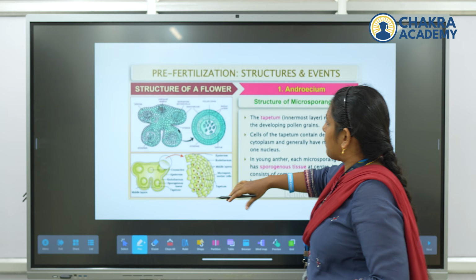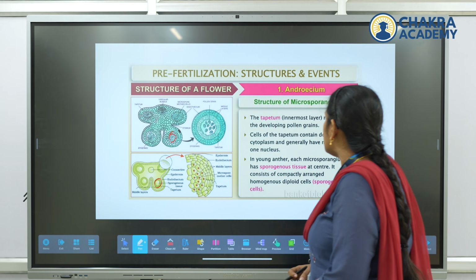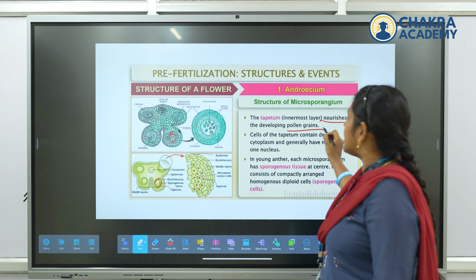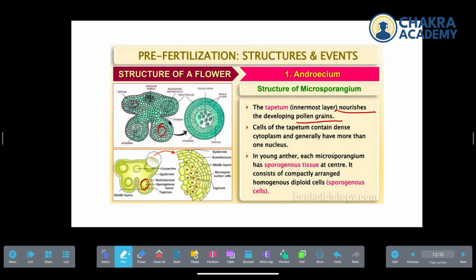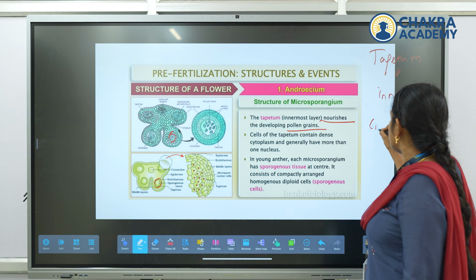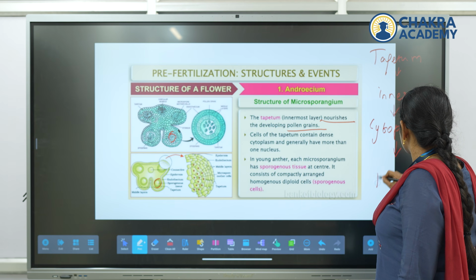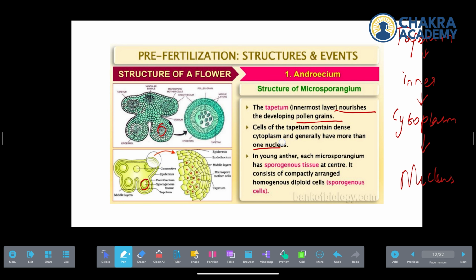Next one, the tapetum, the innermost small circle, is known as the tapetum. The tapetum is the innermost layer which gives nourishment to the developing pollen grains. The cells of the tapetum contain cytoplasm and nucleus. So it contains more than one nucleus.